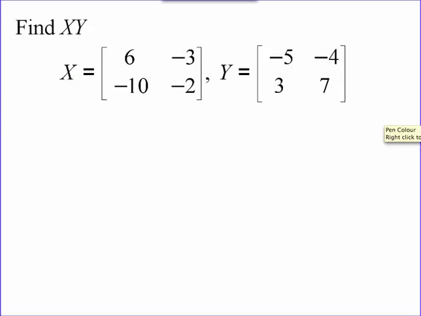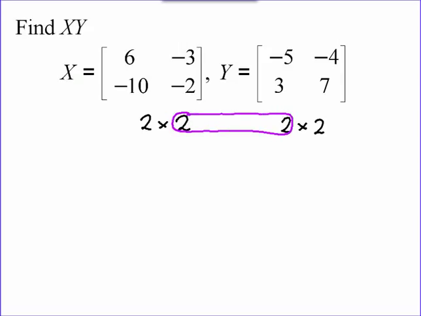What are the dimensions of x? 2 by 2. What are the dimensions of y? 2 by 2. Now this problem wants me to find x times y. It's really important, the order. X times y is not the same as y times x. So for x times y, I'm going to compare my middles. They match. So can I multiply these together? Yes, and my remaining answer will be a 2 by 2.